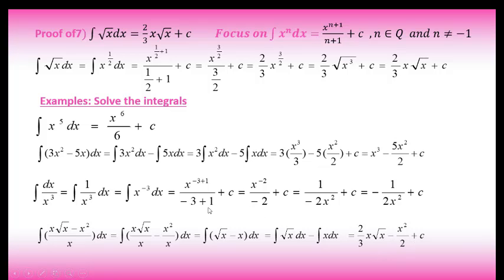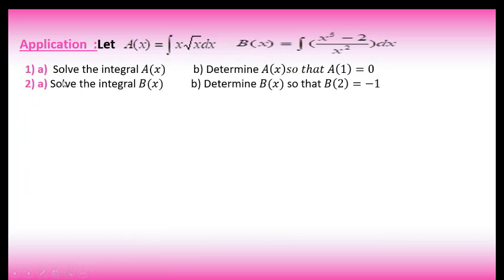Please pause the video and try to solve them before going into the application. Now, application. Let a'(x) equal x radical x and b'(x) equal x to the 5 minus 2 over x squared. Part 1, solve for a of x. Part B, determine a of x satisfying a of 1 equals 0. Solution.